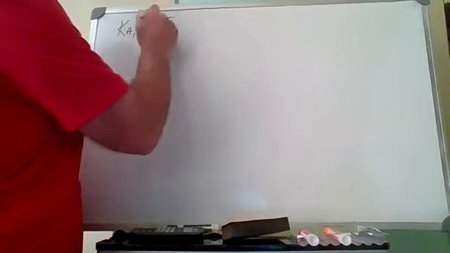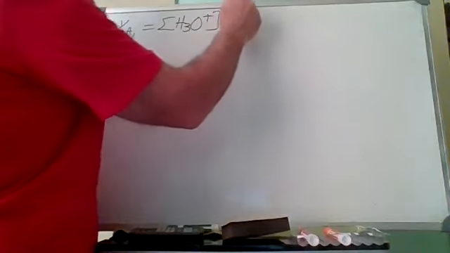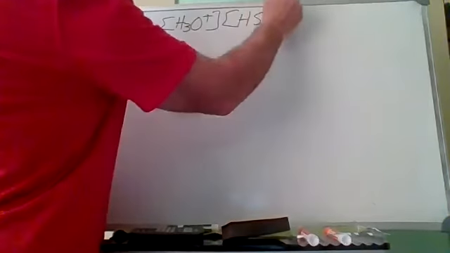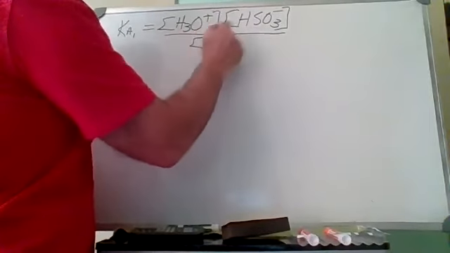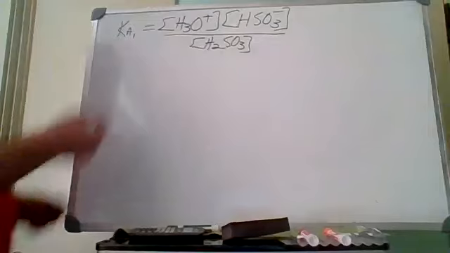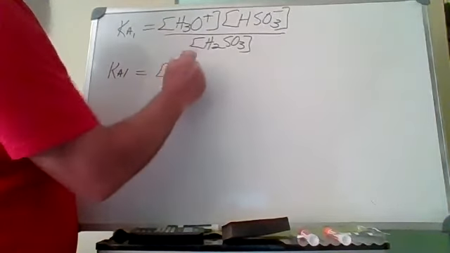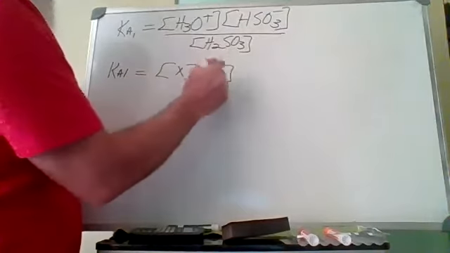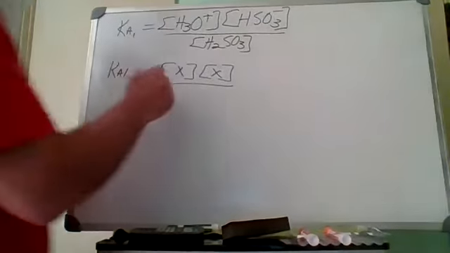This is going to get a little gory now. So, Ka1 equals the concentration of hydronium ion times HSO3- divided by the concentration of the free acid. So we can put in the equilibrium values from the ICE table, which is x times x divided by 0.25 minus x.